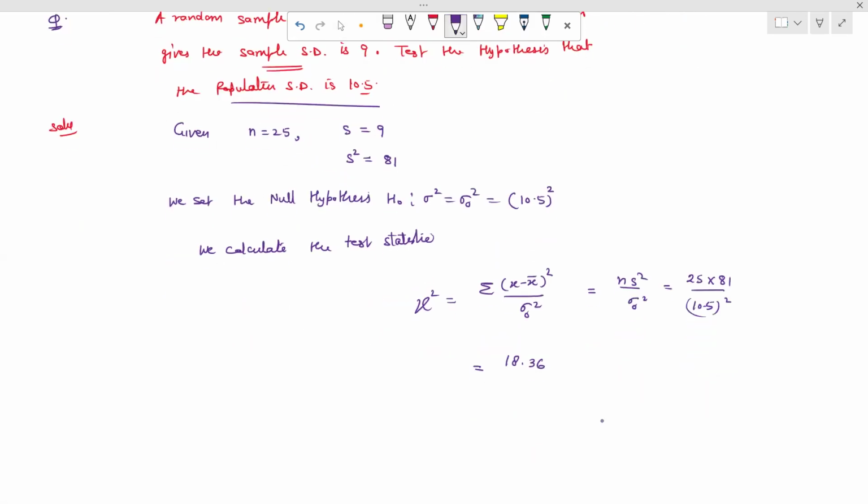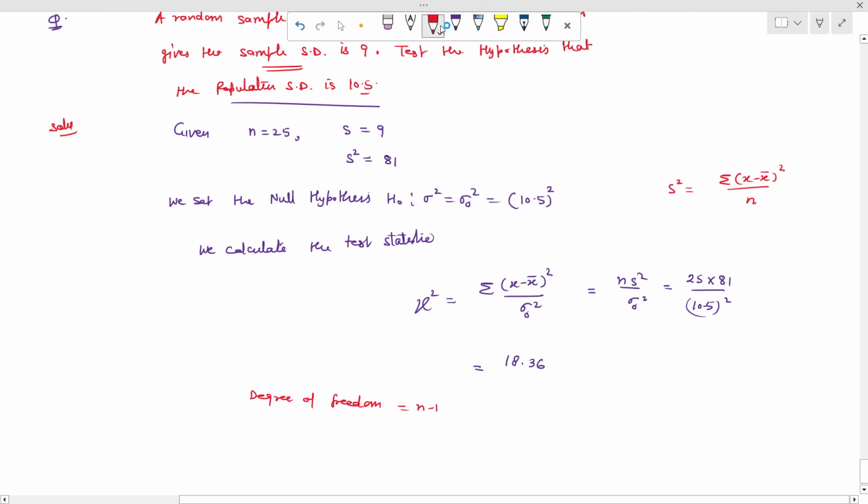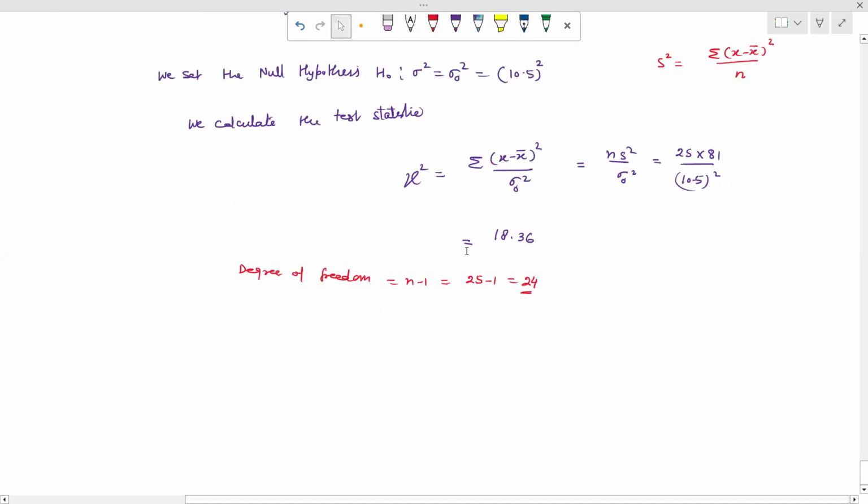18.36। अब यहाँ पे आपको पता ही होगा s स्क्वायर की क्या वैल्यू हो गई, s स्क्वायर इज इक्वल टू summation of x minus x bar to the whole square upon n. So we write down ns square only. So we have to check the degree of freedom, which is n minus 1 और सैंपल साइज क्या है 25 और डिग्री ऑफ फ्रीडम कितनी होगी हमारी दिस इज 24. सो 24 डिग्री ऑफ फ्रीडम पर हम टेबुलर वैल्यू चेक करेंगे.